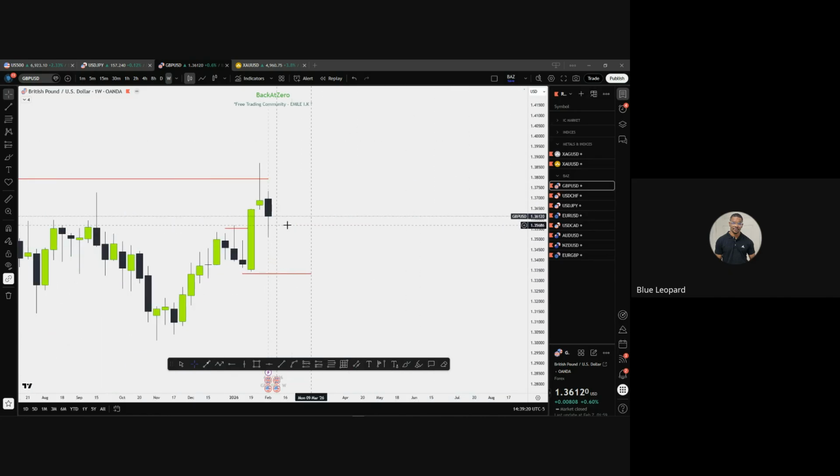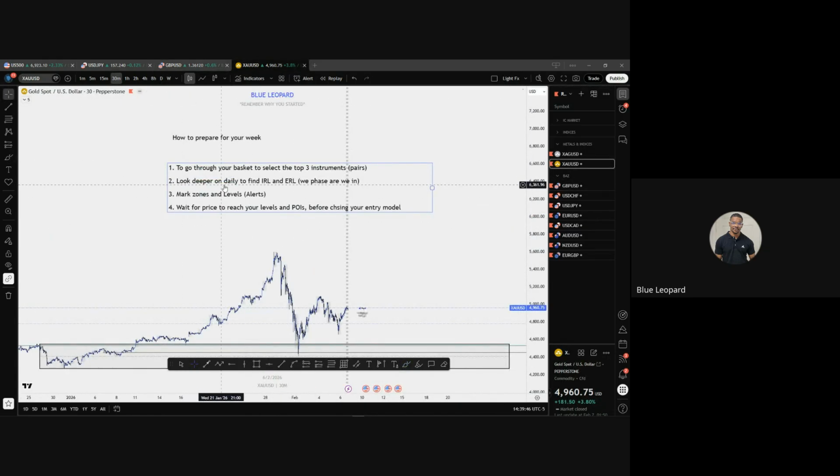All the big institutions that took entries on this breakout, price has gone up, okay, and retested. The retest happened already. We had the retest here. All the breakout and retest traders took their entries here, and now price is coming back below to get their stop losses. This is what I expect to see next week. If I go deeper, what did I say? Look deeper on the daily to find IRL and ERL. I is internal range liquidity, E is external range liquidity, and we can see what phase.